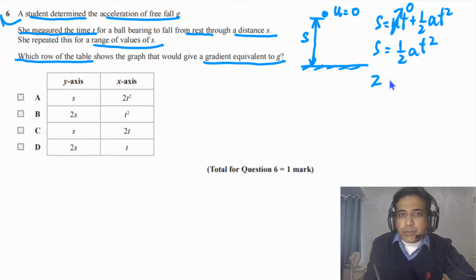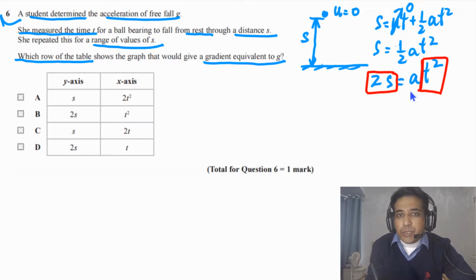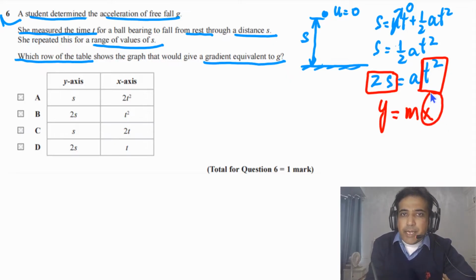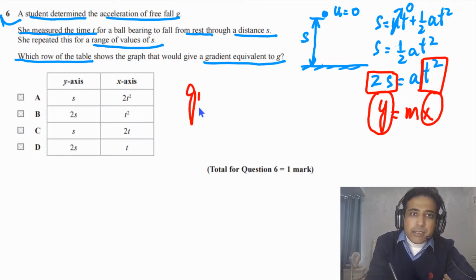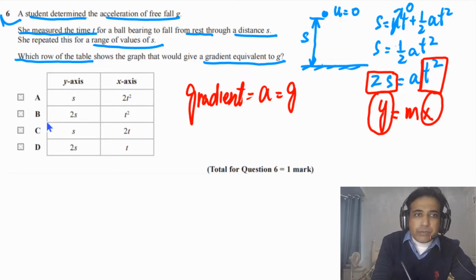We can also write this as 2s equal to at square. Now if we sketch a graph between 2s and t square, the gradient of the graph will be equal to a. We can compare this with the straight line equation, y is equal to mx. So the gradient in this case will be equal to a, and a in this case is equal to g. So the answer for this question has to be b. So b is the right answer.